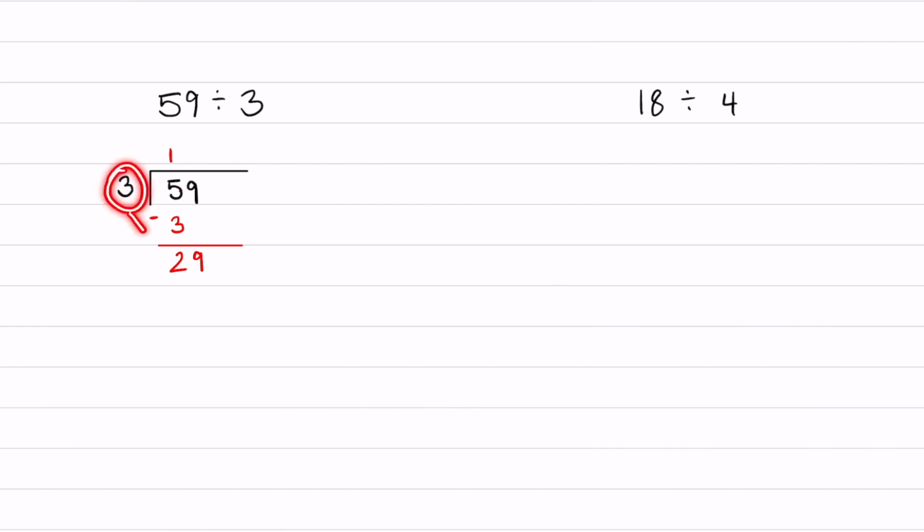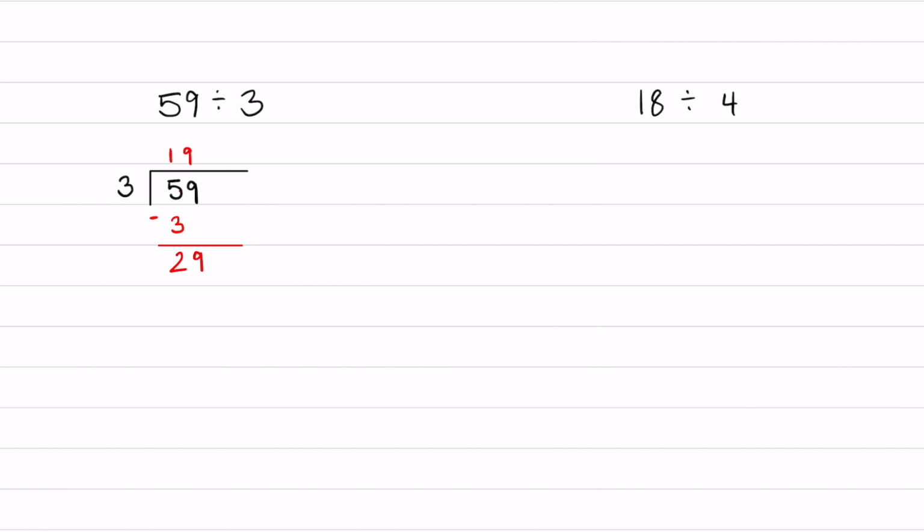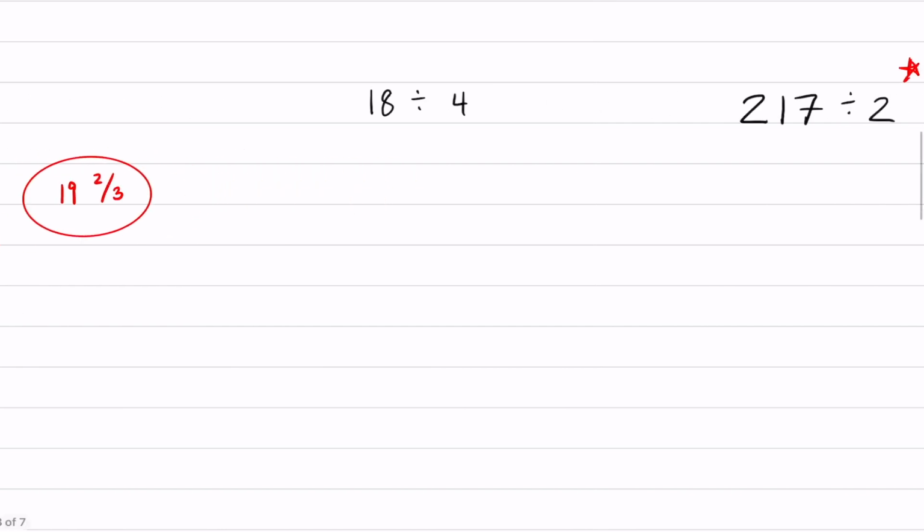3 goes into 29. If you're not really sure, do your multiples with your fingers. So that is 9 times. And the last step is 9 times 3. That's 27. Subtract once again. I got 2. So the answer is 19 with a remainder of 2. How do you write that? That's 19 and 2/3. Let's keep going.